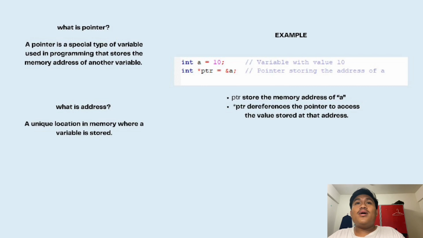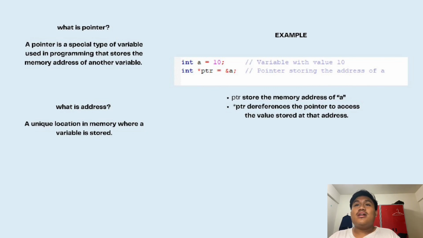Firstly, we have to know what is a pointer. A pointer is a special type of variable used in programming that stores the memory address of another variable. And we have to know what is meant by address. An address is a unique location in memory where a variable is stored. It means the location that stores your variable.